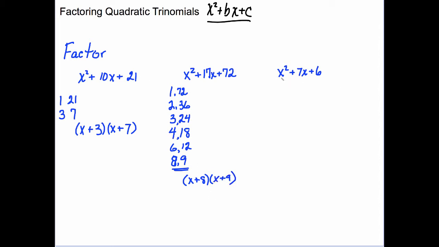And we'll just do one more. Factor x squared plus 7x plus 6. Well, the first factor pair of 6 that we try, 1 times 6, that works because 1 plus 6 is 7. So these factors are going to be x plus 1 and x plus 6.